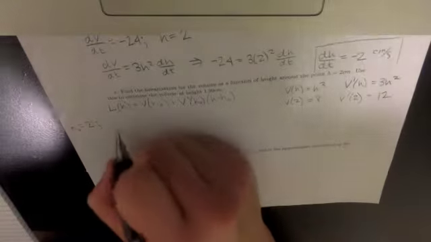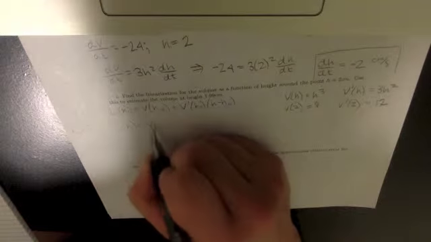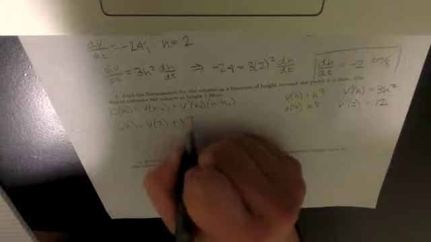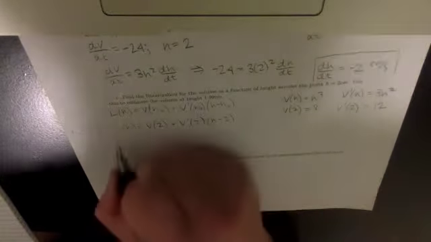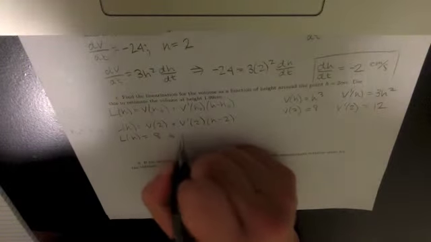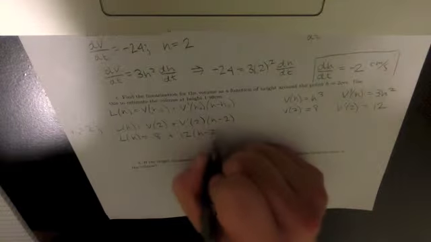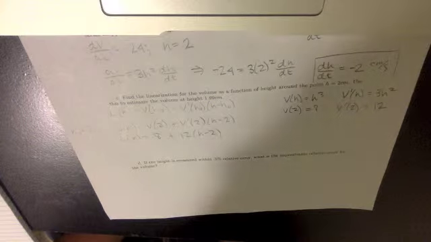So now we need to plug in. We know then that L of h for our point is V of 2 plus V prime of 2 times h minus 2. Now our values tell us then that L of h is 8 plus 12 times h minus 2. I could simplify this further, but I don't have to. That's fine for the linearization.